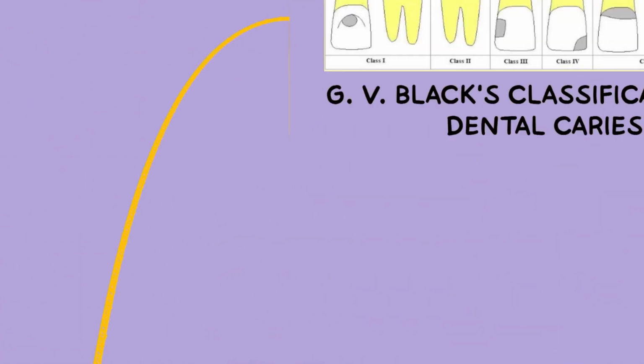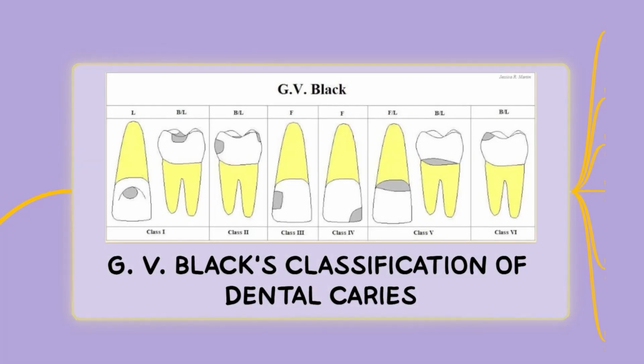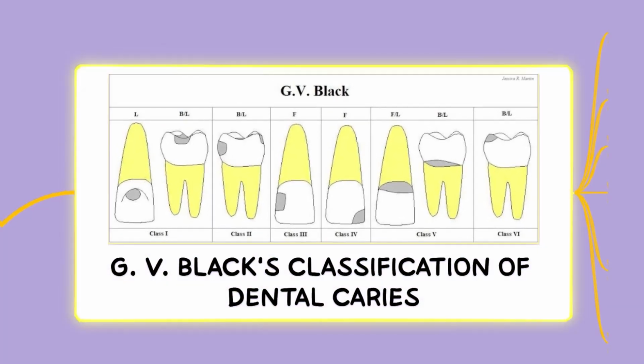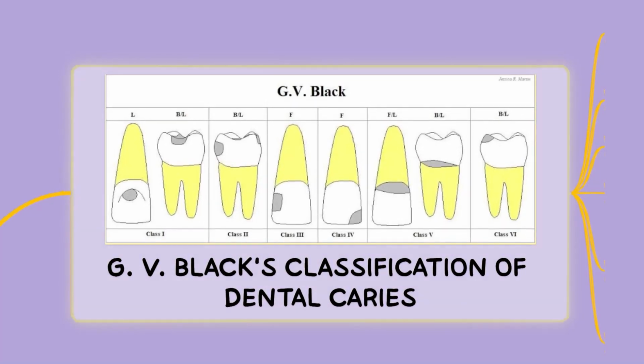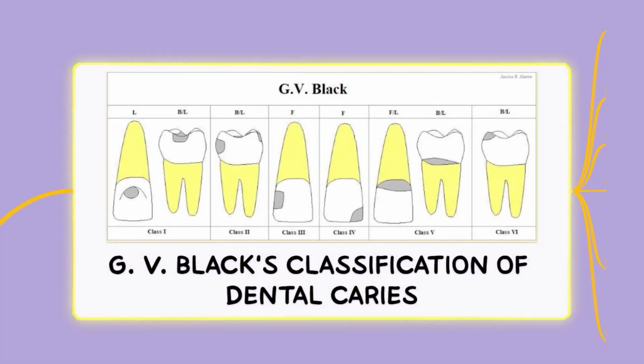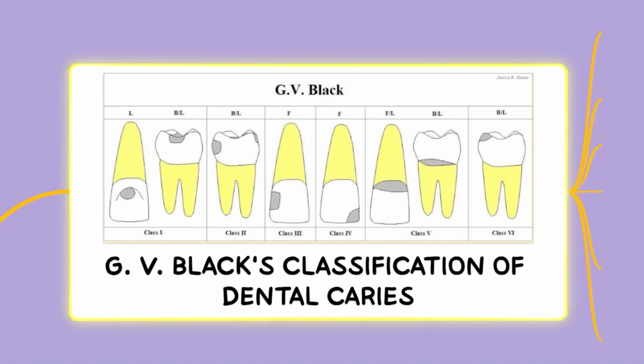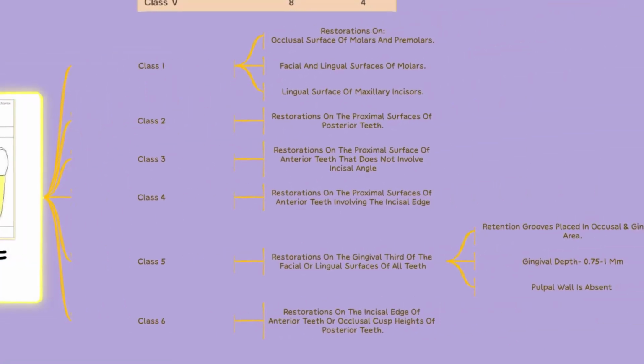In the last section of our discussion on this mind map, we are going to talk about G.V. Black's classification of dental caries. It was developed by G.V. Black in the early 1900s and is still used today. The classification system consists of 6 classes.